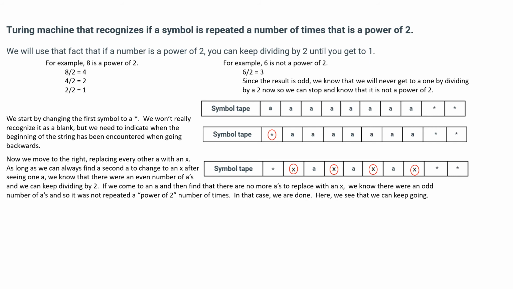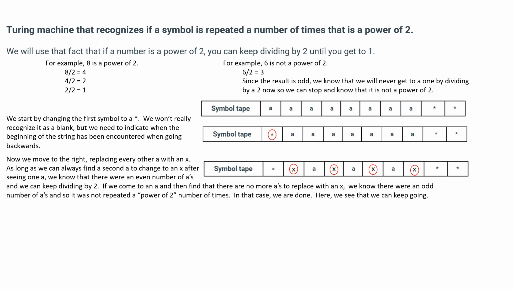If we come to an even number here, we get an X and then don't see any more A's after here. That's good. That means it was an even number of A's, and now we can keep dividing by 2. But if we had turned this last X into an X and then came up with another A after here, but then not another one after that, then that's where we'd say, oh wait, I've got an odd number of A's, so no, it is not repeated a power of 2 times.